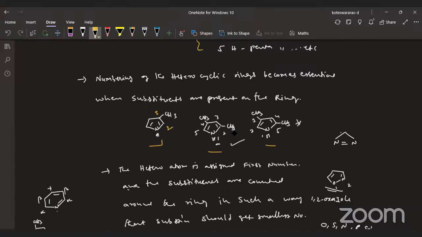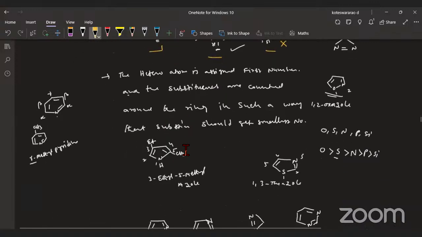Similarly, here two kinds of numbering are possible: 1, 2, 3, 4, 5, and 1, 2, 3, 4, 5. Both are correct, but the positions are not the same. It is 2, 4. It is also, no, it is 3, actually 3, 5, but it is wrong, because here this methyl gets the lesser number for assigning the substituent. In general, IUPAC nomenclature will follow this, right?